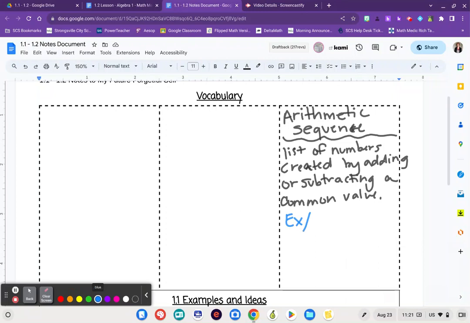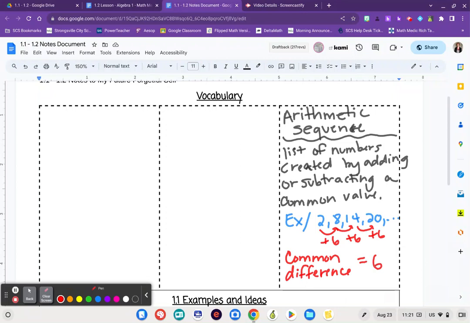Okay, so my example is 2, 8, 14, 20, ... just means that this list would continue on. Okay, and what I notice is that this list is created by taking the number and adding 6 each time. What that means is that I have something called a common difference, that common value. Instead of common value, though, in math, we tend to call it a common difference. And that common difference is equal to 6.